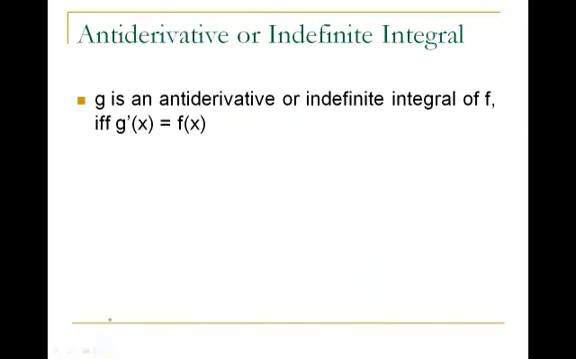Now this is called the indefinite integral. So if g is an antiderivative or indefinite integral of f, then g prime of x equals f of x. And that's what we just did with velocity. Why do we call this indefinite? Well, because with that plus c at the end, unless we're given further information, we can't find the definite integral. And that's what we were doing earlier on in the year.